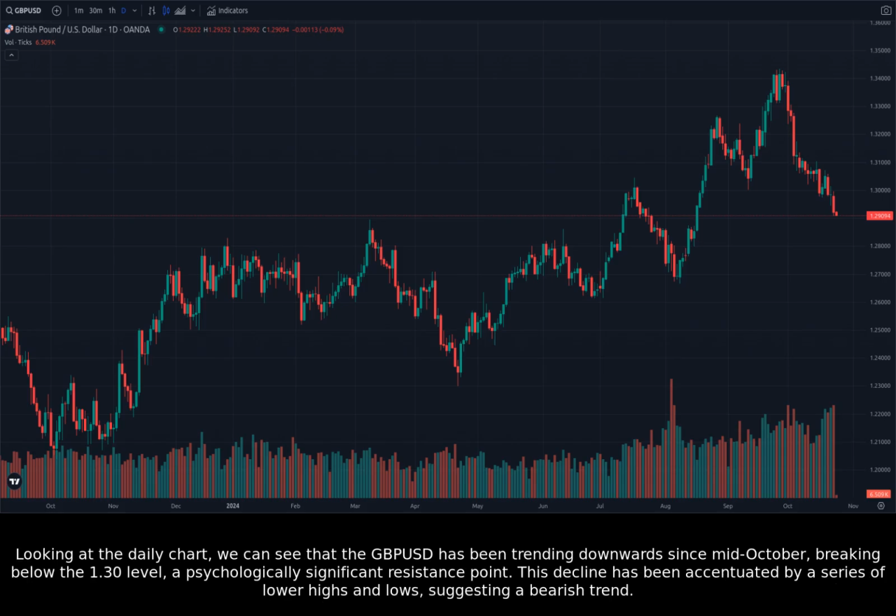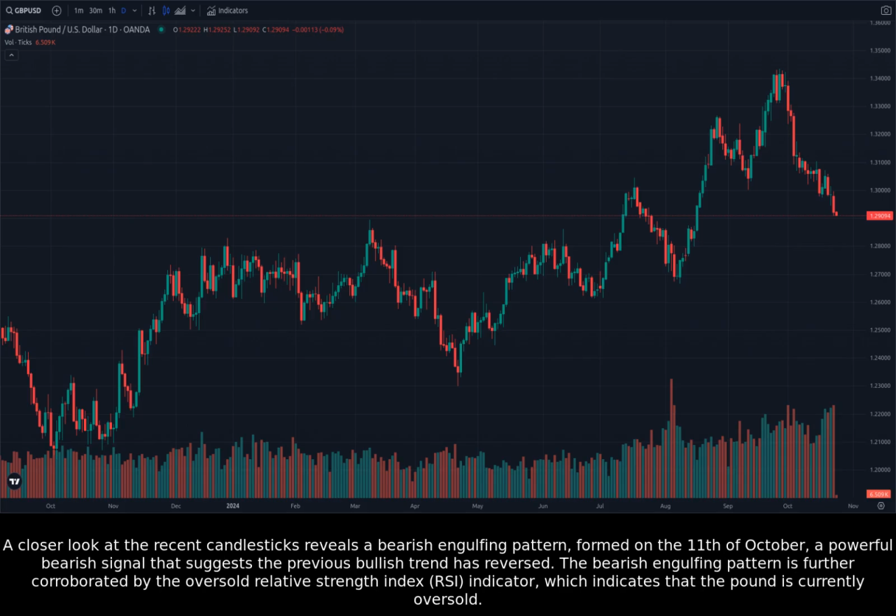Looking at the daily chart, we can see that the GBPUSD has been trending downwards since mid-October, breaking below the 1.30 level, a psychologically significant resistance point. This decline has been accentuated by a series of lower highs and lows, suggesting a bearish trend. A closer look at the recent candlesticks reveals a bearish engulfing pattern formed on the 11th of October, a powerful bearish signal that suggests the previous bullish trend has reversed.